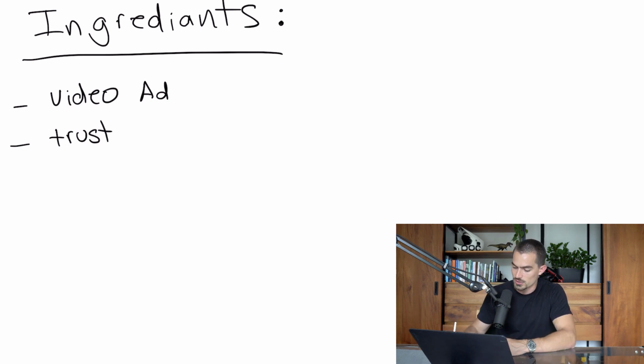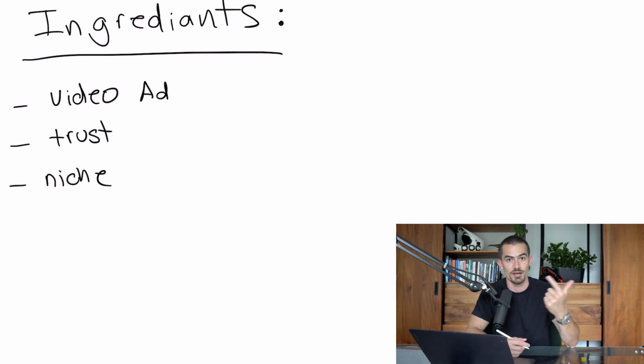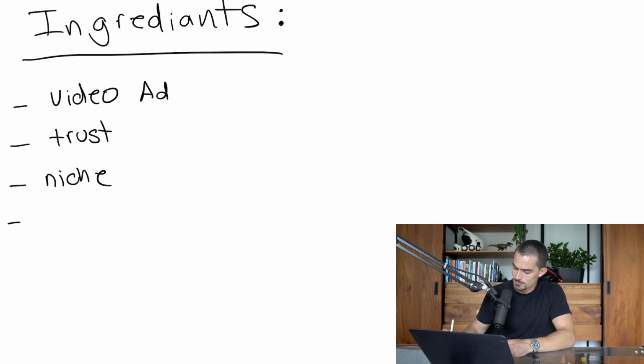Then the next one is your niche. You may have a great video that provides a lot of trust, but maybe you're in a niche that doesn't even have potential. Maybe you're trying to sell a $1,000 coaching program in the dog niche. Very, very difficult, even if you have the trust and the ad and all the elements. Very, very important.